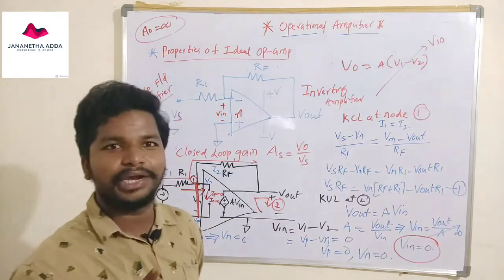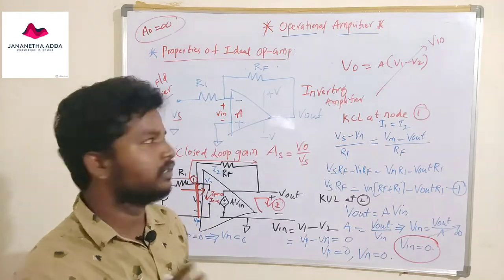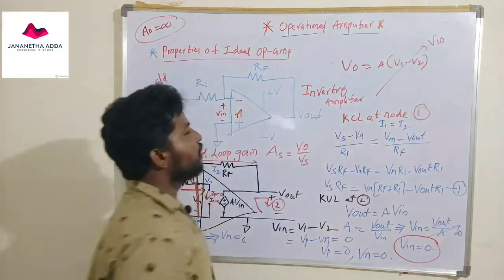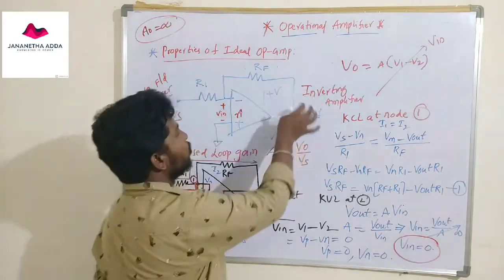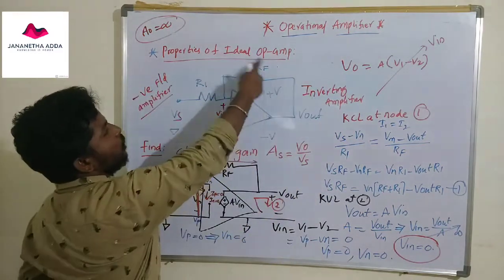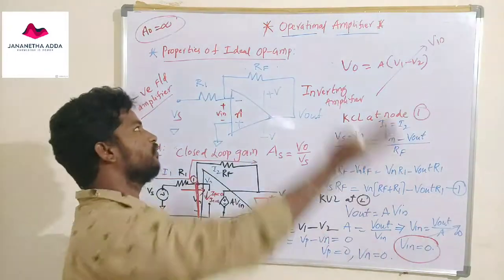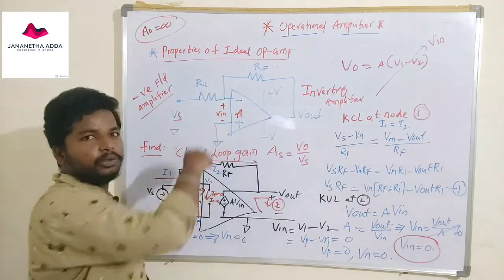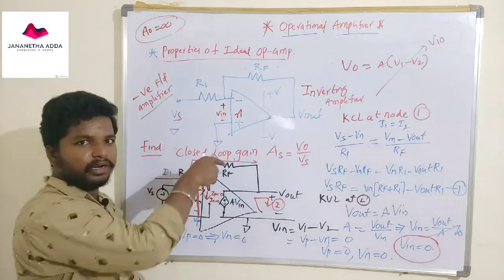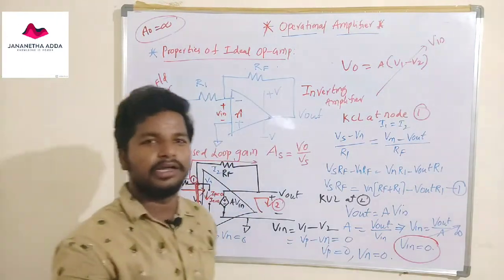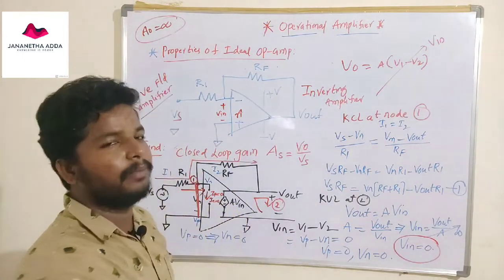How do we identify negative feedback in a system? We have to consider the output section. Some part of the output is fed back using the Rf resistor and given as an input to the negative terminal. Because the output is fed to the negative terminal, this is called a negative feedback amplifier.